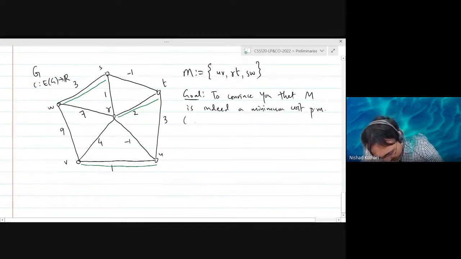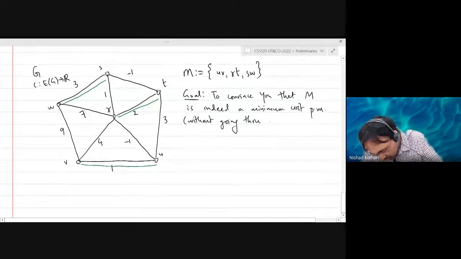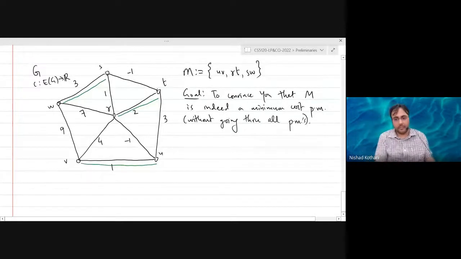To make it clear, without going through all perfect matchings. Okay. All right. So here is an idea. Whether this idea works or not is something we are going to explore in this course. But let's just start with what the idea is.